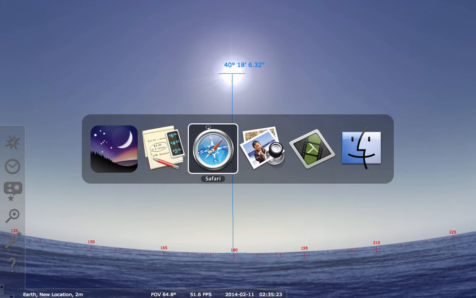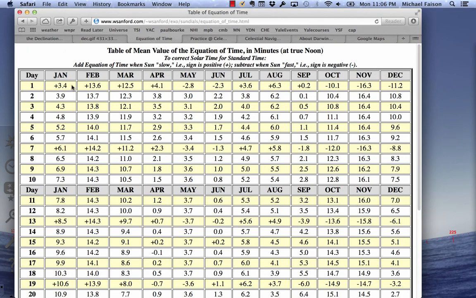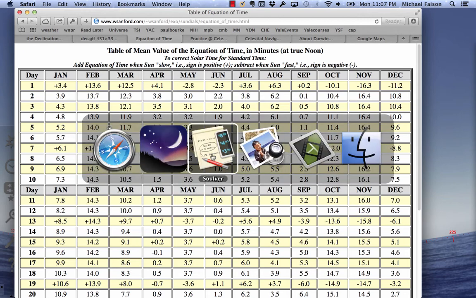So let's go look at the equation of time table for February 11th. So it's a positive 14 1/3 minutes. So if it's positive, then that means the sun is slow. So that means that my local mean time should be a time which is actually bigger than 12. So I have to take 12 and add 14.3 minutes. So let's do that.